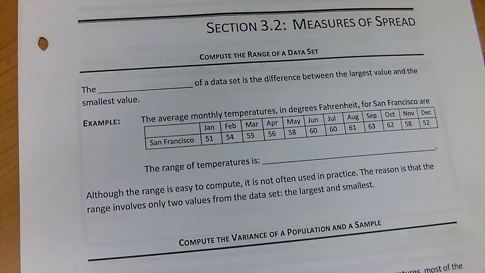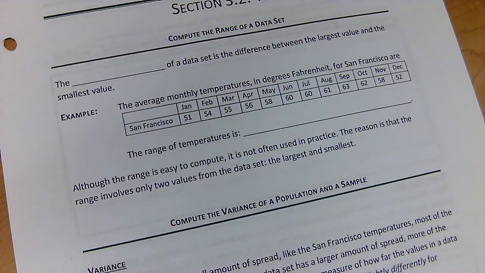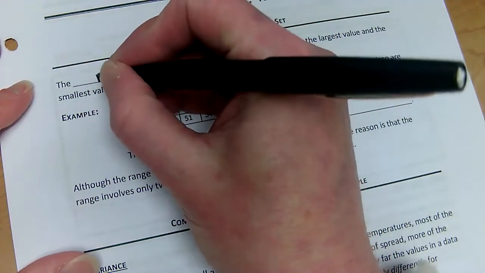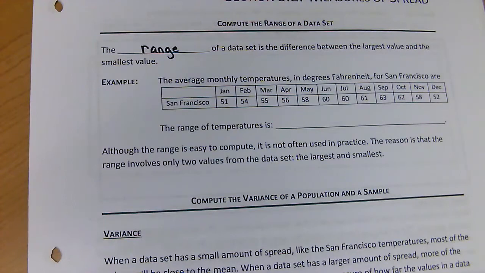Now that we've talked about the measure of center, let's look at the measure of spread, how far apart the data is. So the first one we're going to look at is called the range of a data set. The range of a data set is just the difference between the largest value and the smallest value.